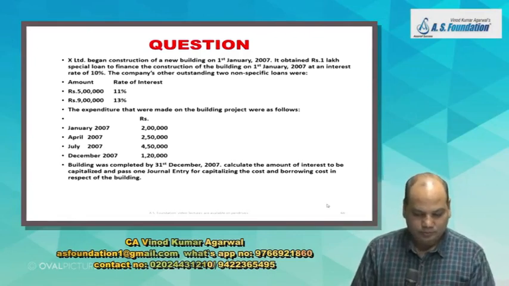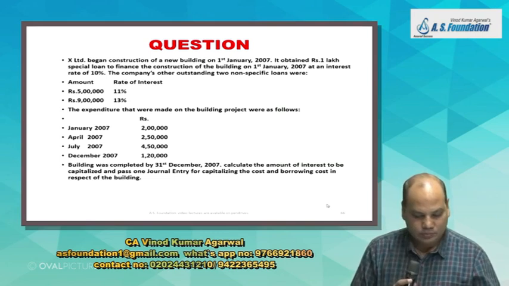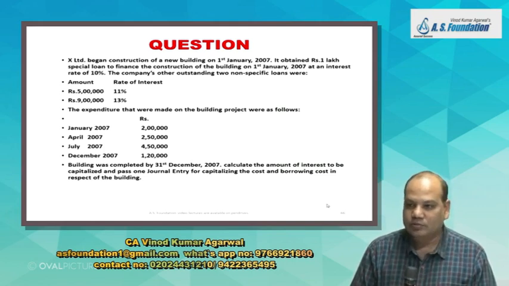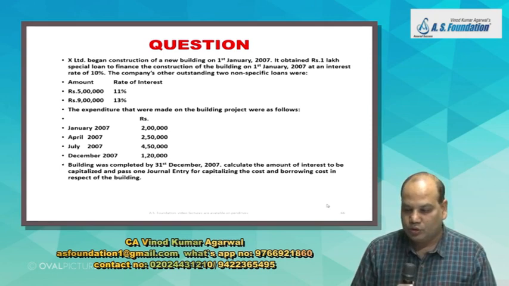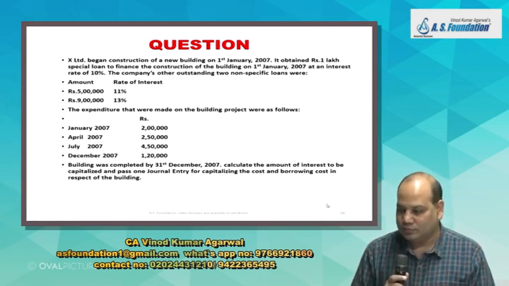X Limited began construction of a new building on 1st January 2007. Question number 18. It obtained a special loan of rupees 1 lakh to finance the construction of the building on 1st January 2007 at an interest rate of 10%.